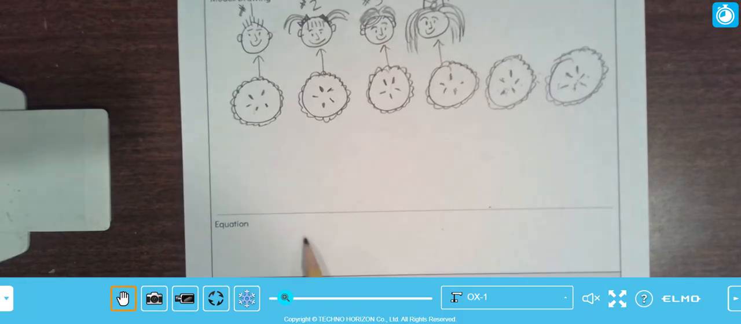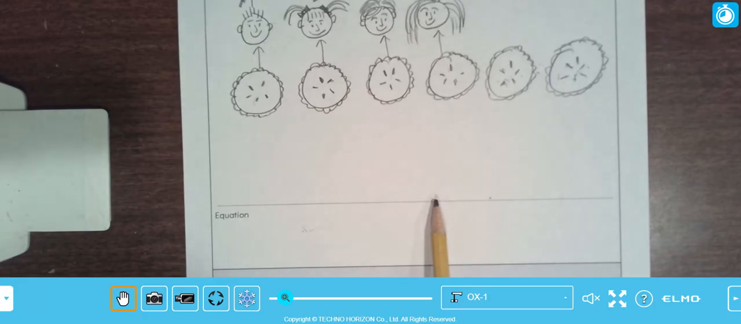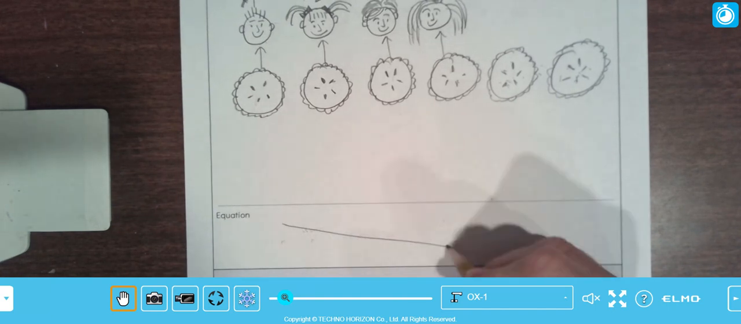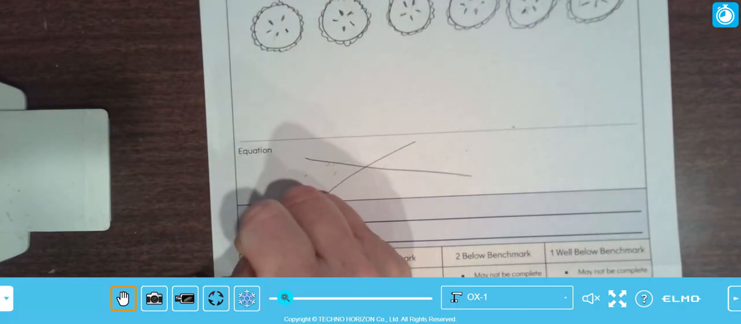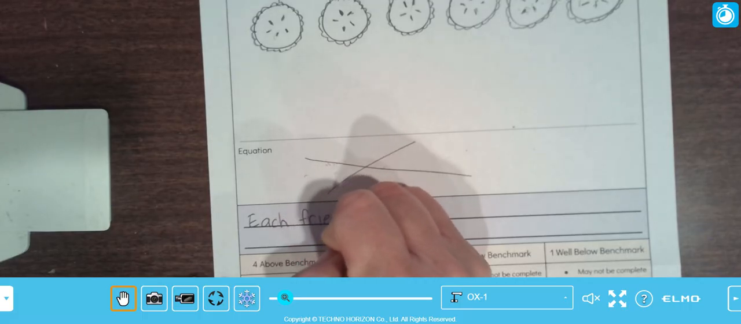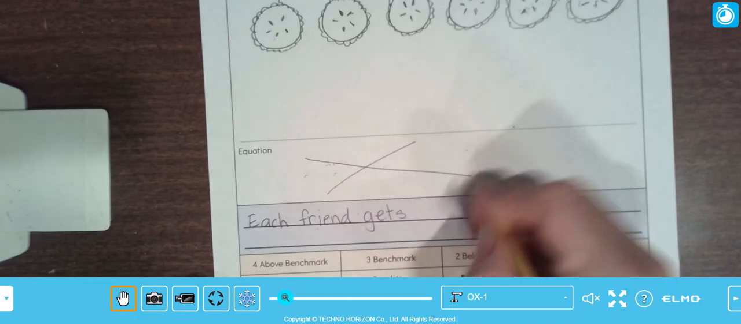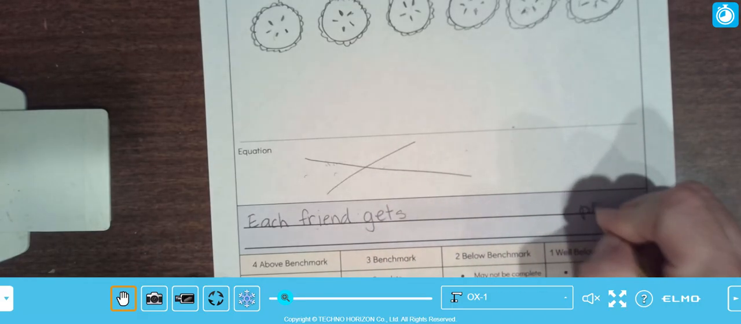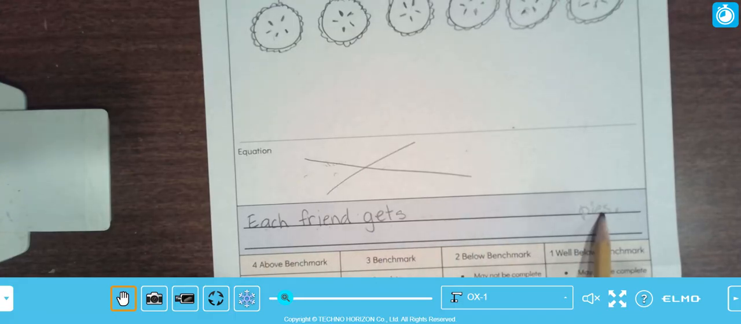Okay, so this one, I think we can't do the equations for this one. So we won't do equation. Yeah, skip the equation part. It's not going to work. Skip this part. No equation. Okay, and let's write here. Each friend gets pies. Right here, I'm going to leave this blank because this is the part where you're going to write the answer. Each friend gets blank pies.